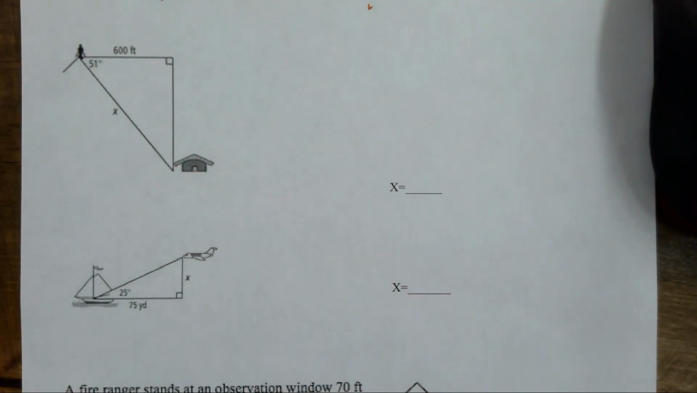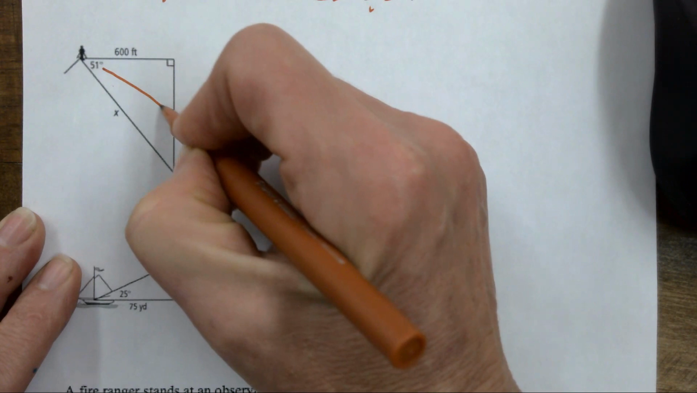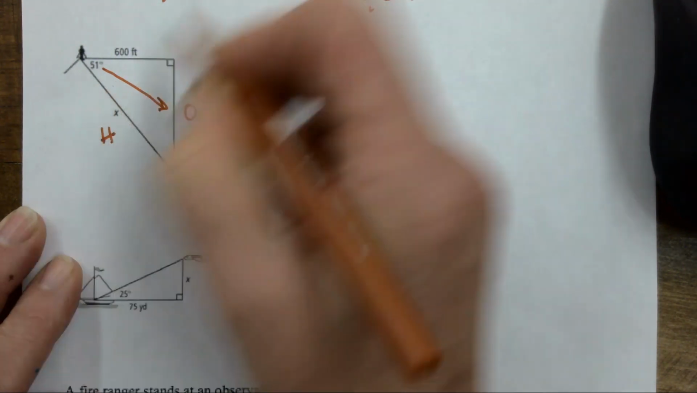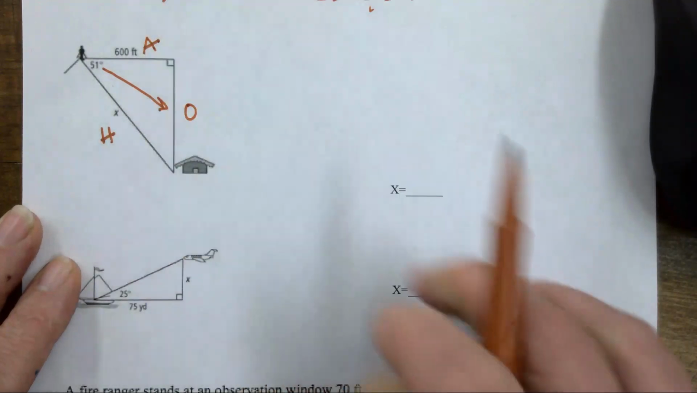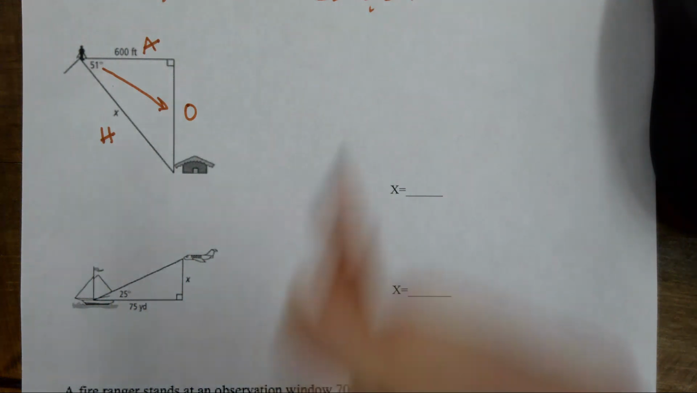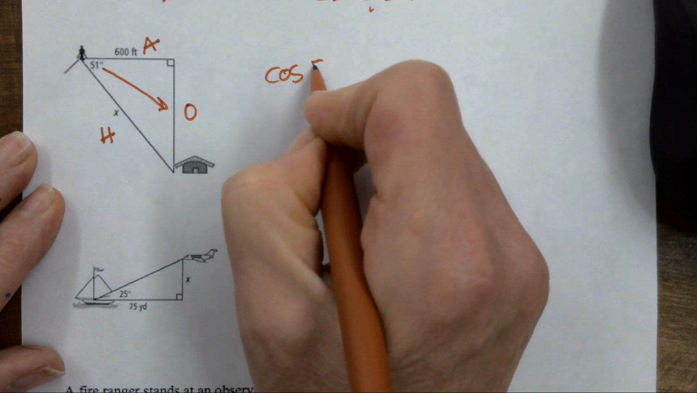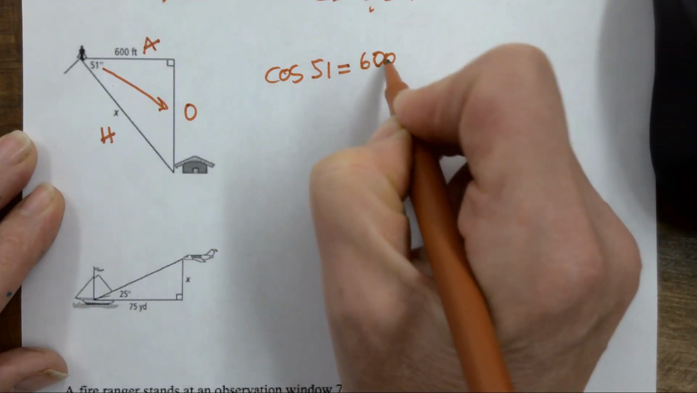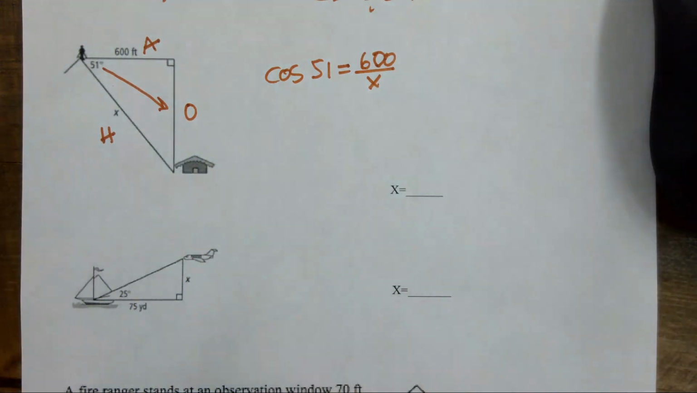So let's label what we have. Across from the angle is the opposite. I know the hypotenuse. I know the adjacent. What's the only trig function available to me for this problem? Cosine, great. So this is the cosine of 51 equals the adjacent over the hypotenuse. How do I solve?